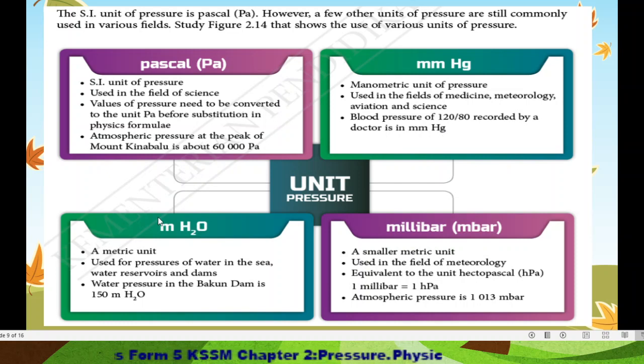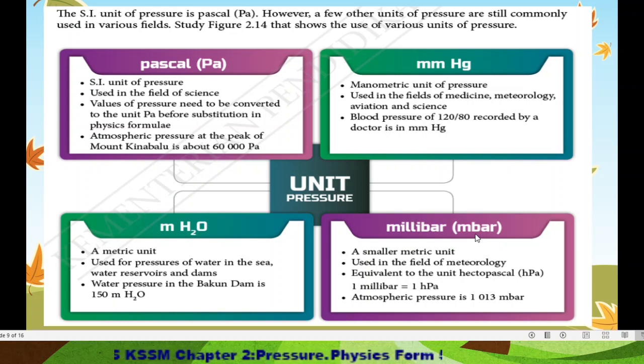Next unit is meter of water, mH2O. H2O is water, so meter of water. This is a metric unit used for pressure of water in the sea, water reservoirs and dams. Water pressure in the Bakun Dam is 150 meter of water. Okay, meaning the depth is 150 meter. So at the bottom part it will be 150 meter of water.